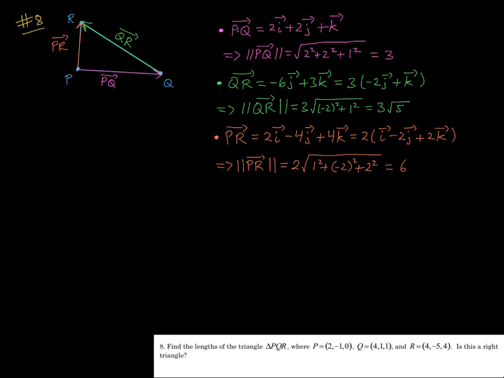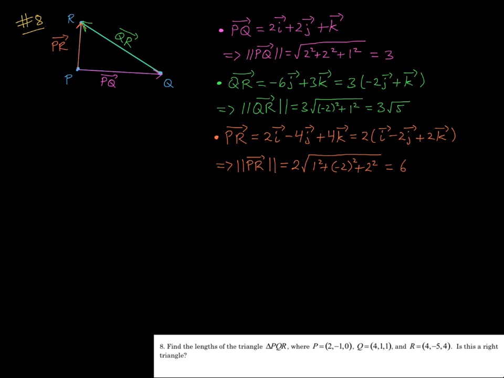To find this vector PQ, remember you just subtract coordinate-wise. For the i component of PQ, you take the x coordinate of Q and subtract from it the x coordinate of P, so 4 minus 2 is 2i. Then for the j component, 1 minus a negative 1 is a positive 2j. And for the k component, 1 minus 0 is 1k. So the magnitude of this vector PQ is the square root of 2 squared plus 2 squared plus 1 squared. That's the root of 9, which is equal to 3.